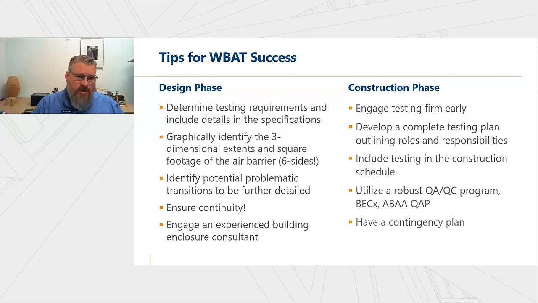You should, if possible, graphically identify the 3-dimensional extents and square footage of the air barrier. Remember all 6 sides. It's one of the common mistakes we sometimes see, not including that. Usually the bottom is what people will leave out of those calculations. This helps you identify potentially problematic transitions that need to be further detailed within the drawings to help ensure continuity. And ensuring continuity is the name of the game in air barriers.